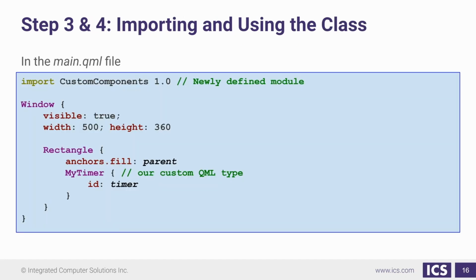So now that we've done all of our C++ stuff, we can go ahead and use our actual QML. So we're going to import our custom components 1.0 module that we just made. And then later on, we're going to make a timer, MyTimer. Now, this is our custom timer. Now, currently, our timer is not providing anything useful at all. So let's make it a little bit more useful.